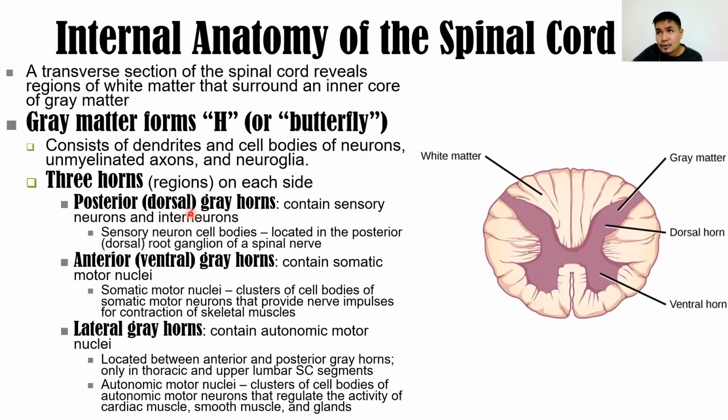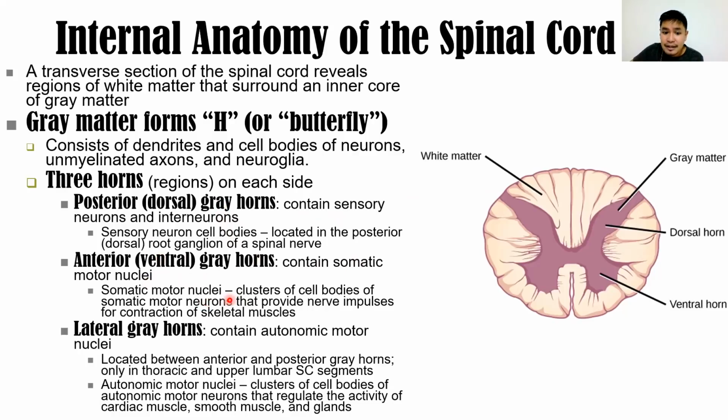Always remember that posterior could also be referred to as your dorsal. Dorsal, posterior, ventral, anterior. So you could somehow interchange these terms. They're just adjectives. So your posterior gray horn contains sensory neurons and interneurons. The sensory neuron cell bodies are located in the posterior root ganglion of a spinal nerve. How about the anterior? It contains somatic motor nuclei. Sensory and interneurons posterior, anterior somatic motor nuclei.